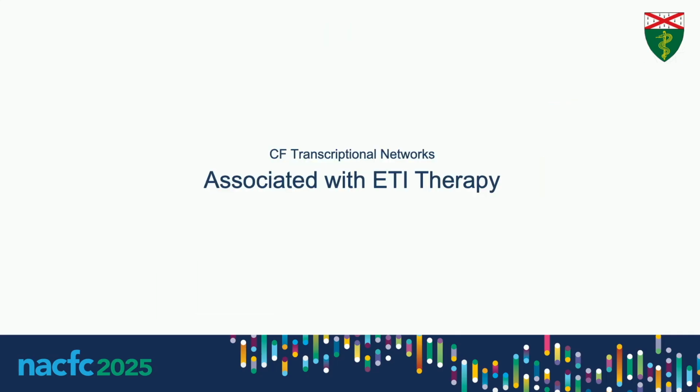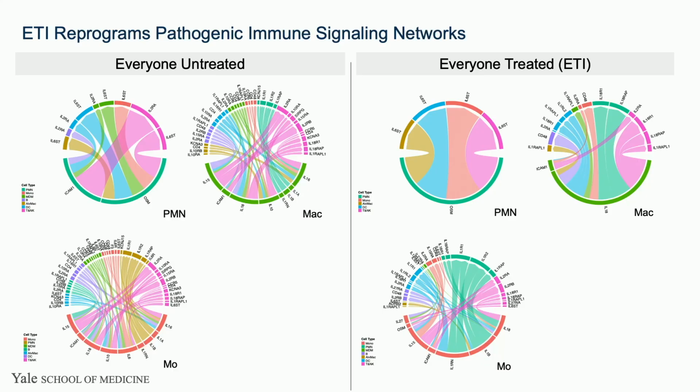And this is the most exciting part of my data, and it's only a couple slides. Perhaps the most exciting now in the era of highly effective modulator therapy is what this treatment with CFTR modulators, which we now know alters the transcriptional programming of our immune cells, does to our actual networks, to our actual overall interactions. And this is something really exciting to me. So what you're seeing here on the left is connectome plots of pro-inflammatory cells from the lungs in untreated and treated people, everybody, males and females.